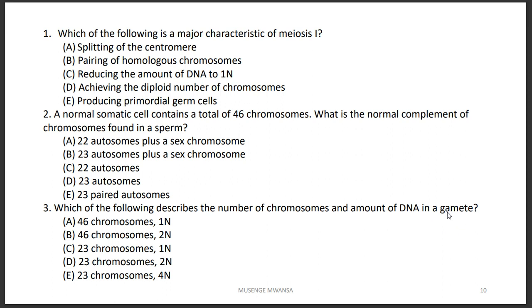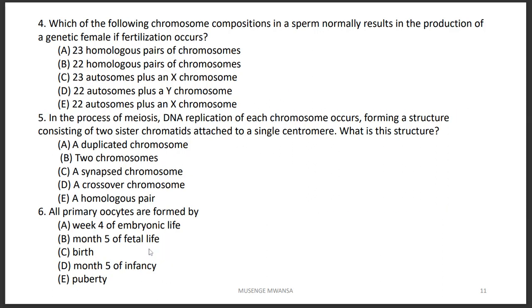3. Which of the following describes the number of chromosomes and amount of DNA in a gamete? Now, when I'm talking about a gamete, what are we referring to? Is it a primordial germ cell? Is it oogonia or spermatogonia? Is it primary oocyte, secondary oocyte, primary spermatocyte, secondary spermatocyte? Are we talking about a spermatid or ootid? What are we talking about? So a gamete is what is produced at the end of the process. That is either an ootid or spermatid. And we saw it had 23 chromosomes and 1N. So the answer is C.